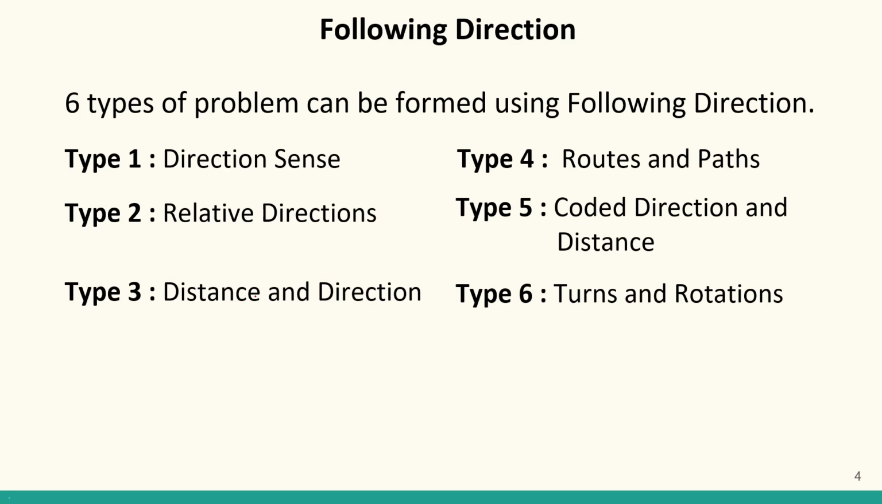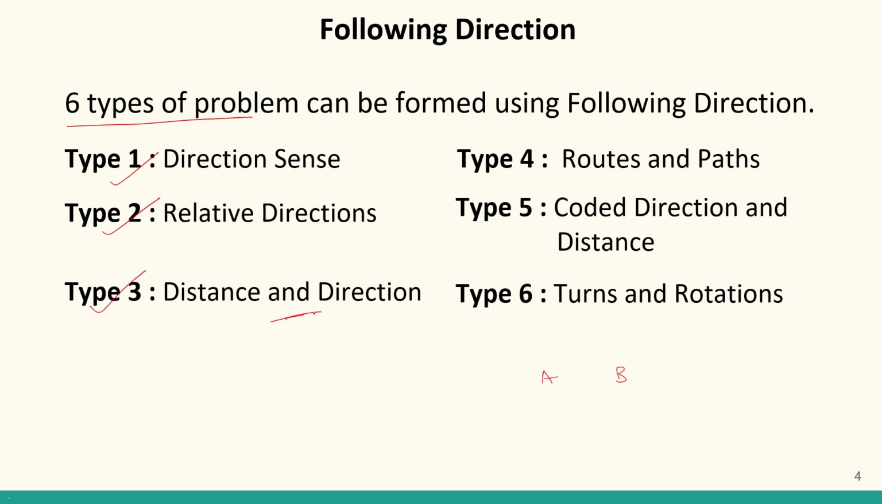So based on this, we have 6 types of questions in following directions. So 6 types of problems. First is direction sense. As I told you, we have to find out what is the direction sense of a person, in which direction he or she is facing. Second will be relative directions. So if A is to the north of B, then B is in what direction with respect to A. That is the second type.